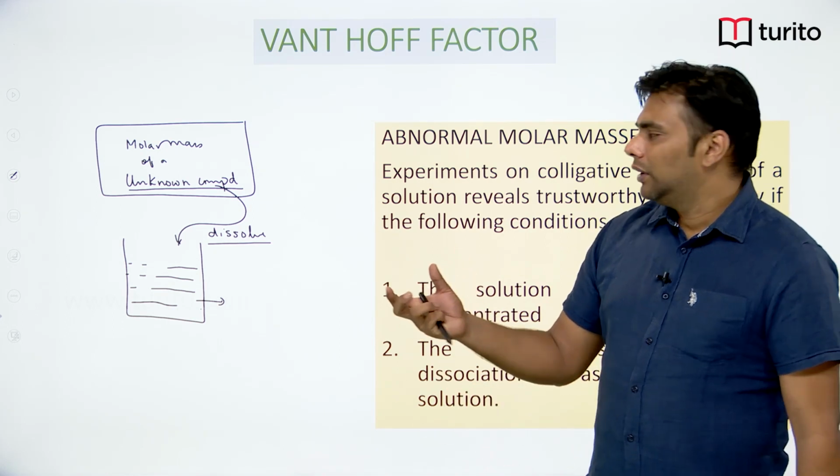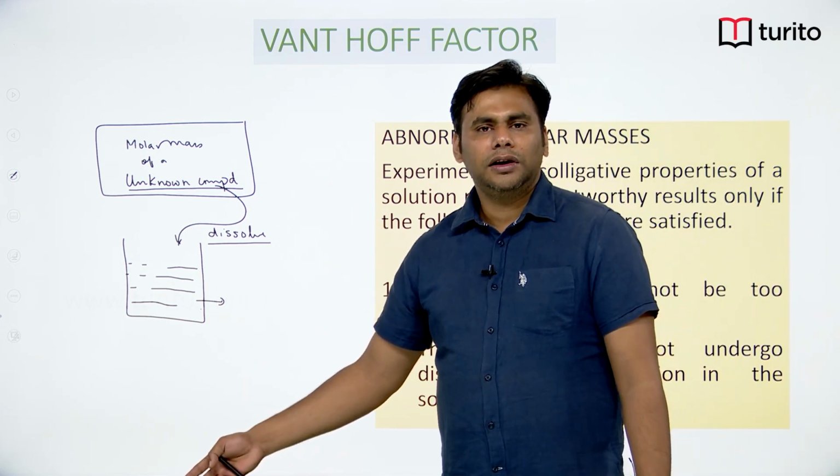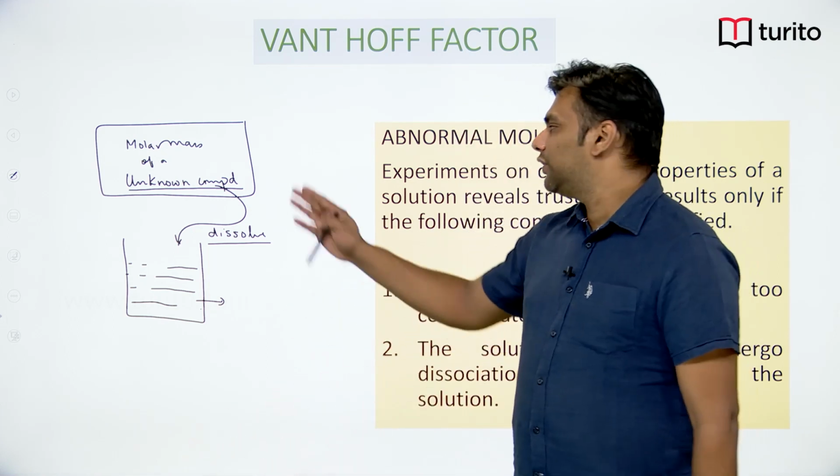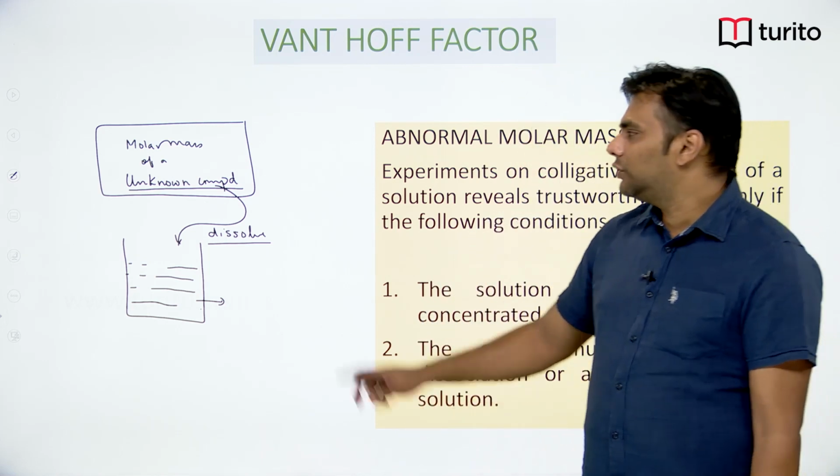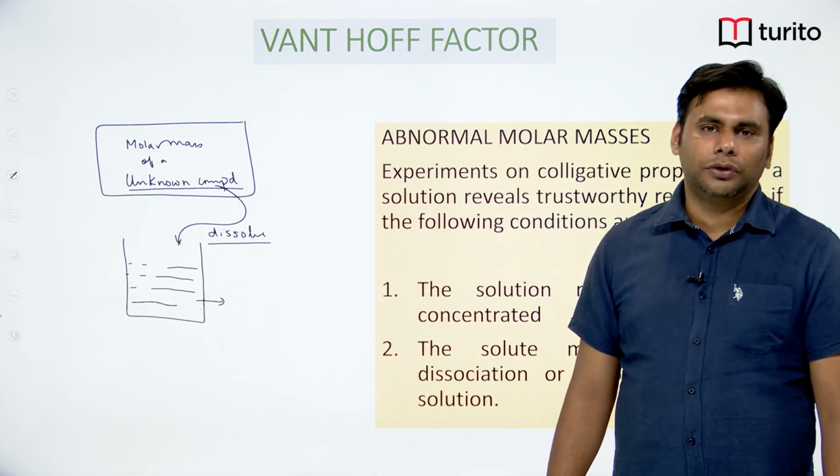So we cannot lower the temperature below the room temperature, because we don't know what is going to happen with this compound when we are lowering the temperature. So depression in freezing point is not a good technique to find the molar mass of this unknown compound.